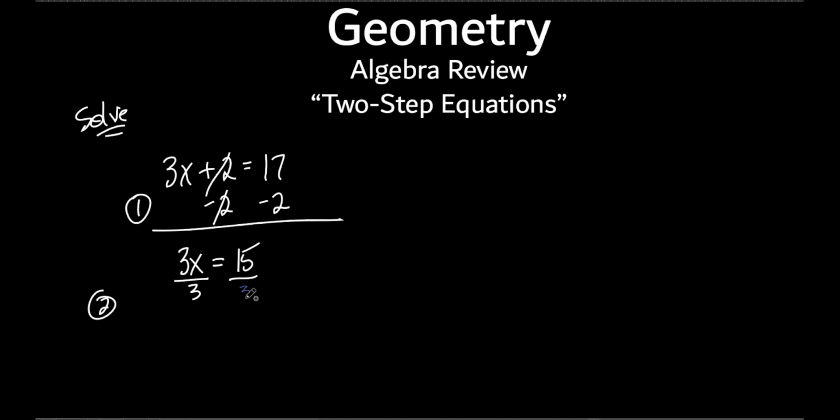Do it to one side, do it to the other side. The 3's cancel out. X equals 5. Circle both of those. X equals 5. We're good to go. So there you go. You did your first two-step equation, at least in this class. All right? Let's do one right from the worksheet.